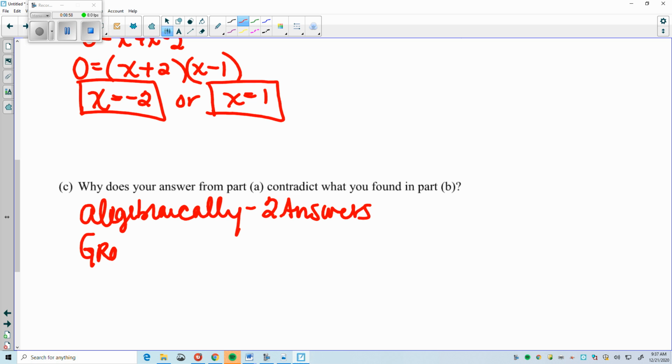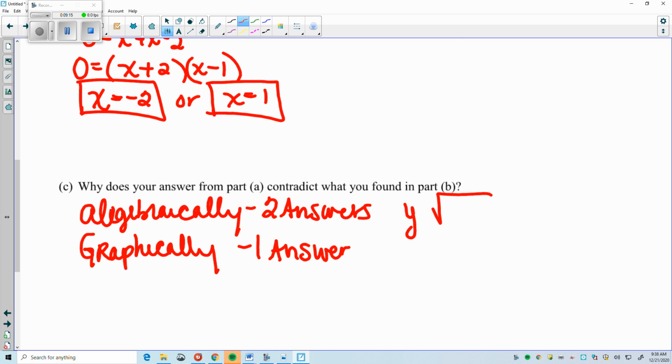Graphically, we get 1 answer. We're trying to figure out now which one is right. Well, let's try the one that we didn't get. So if I tried that negative 2, think about what happens in the square root. If I were to just plug that negative 2 into our square root function, I get negative 2 plus 3, which gets me the square root of negative 1.